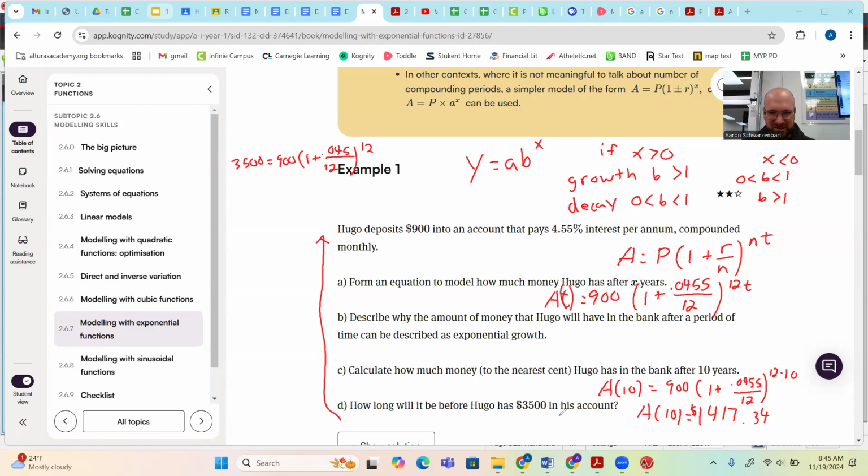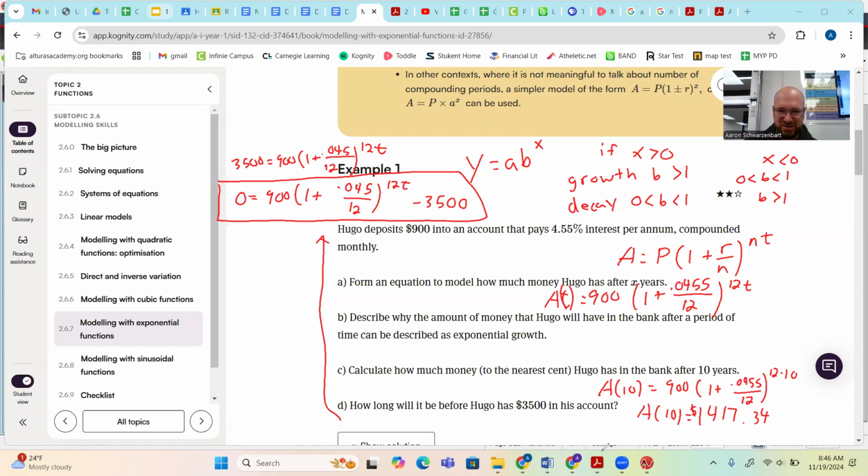The last one here, it says, how long will it be until Hugo has 3,500 in his account? I just set the equation equal to 3,500 with an unknown t. I'm going to set it equal to 0. I'm going to solve this by graphing because I don't feel like solving it by logarithms. Figured you would all be on board with, hey, let's solve this by graphing. But I need to show this equation. And then you could say from here, graph to solve, show the graph, make a quick sketch.